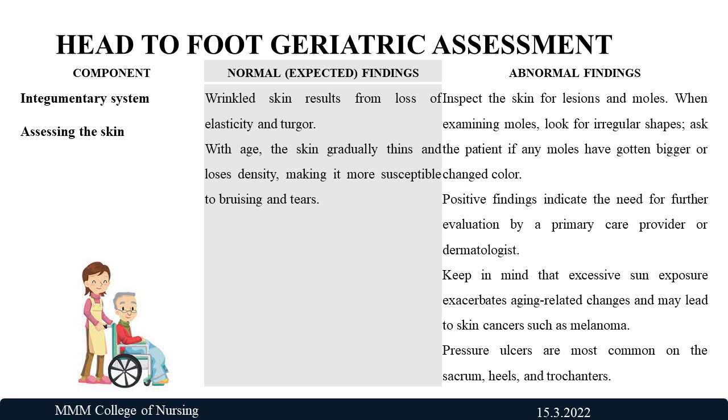Inspect the skin for lesions and moles. When examining moles, look for irregular shapes. Ask the patient if any moles have gotten bigger or changed color. Positive findings indicate the need for further evaluation by a primary care provider or dermatologist. Keep in mind that excessive sun exposure exacerbates aging related changes and may lead to skin cancers such as melanoma. Pressure ulcers are most common on the sacrum, heels and trochanters.